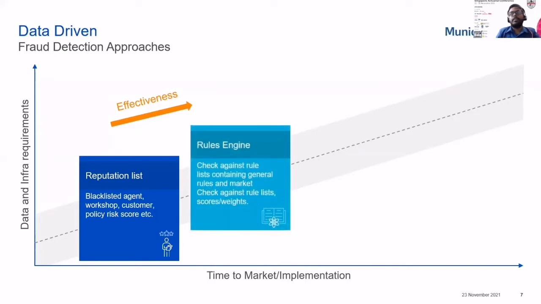And in the next setup, we frame rules where we have an interaction of various variables and parameters coming into the picture, and we can assign weights for each rule.